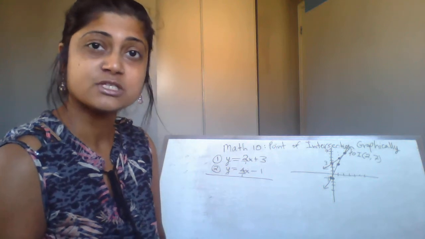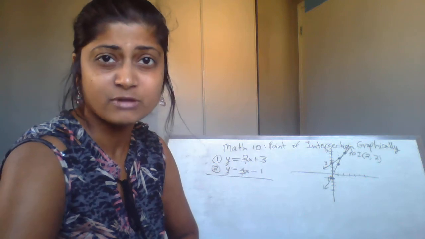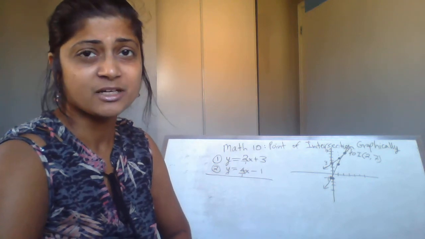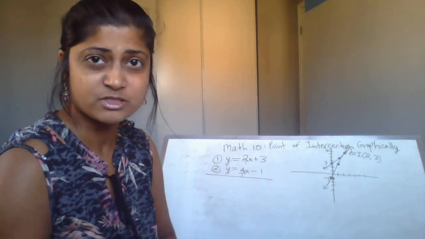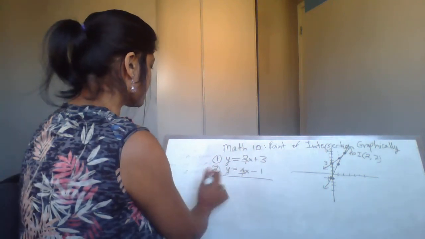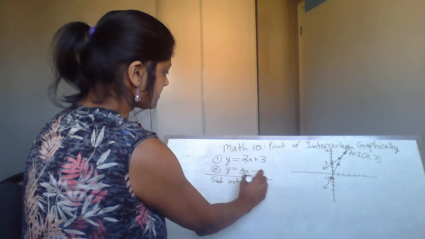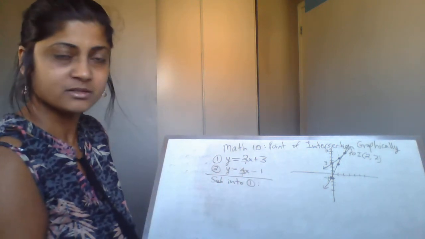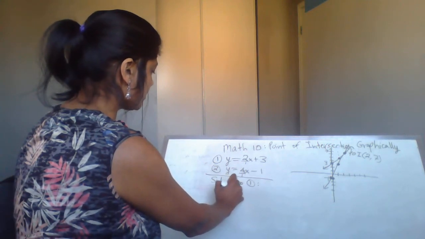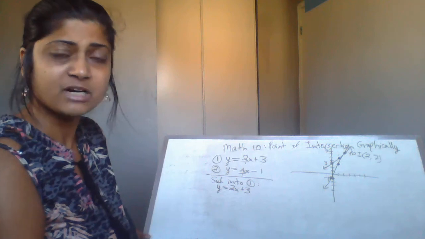Again, make sure you don't stop there, because when you're solving graphically, it might be kind of inaccurate. I want to take my point of intersection and sub it into my equations. So let's try it on the side here. I'm going to sub into equation 1. And again, make sure you're just rewriting the equation here. So this is 2x plus 3. My y value is 7.